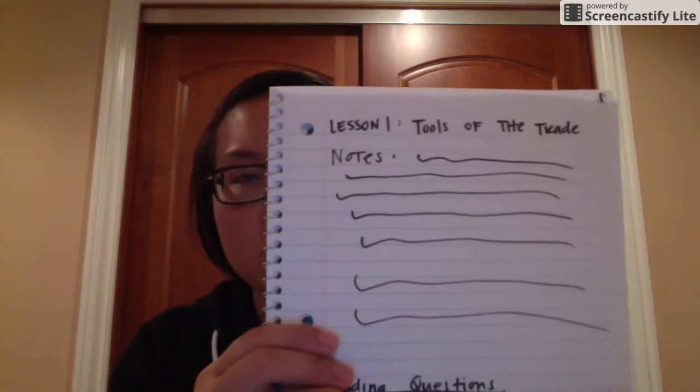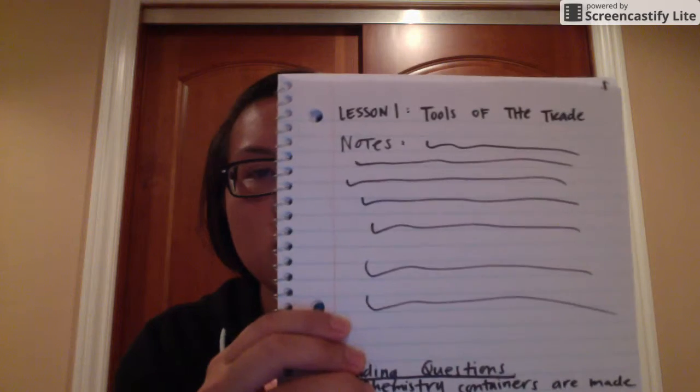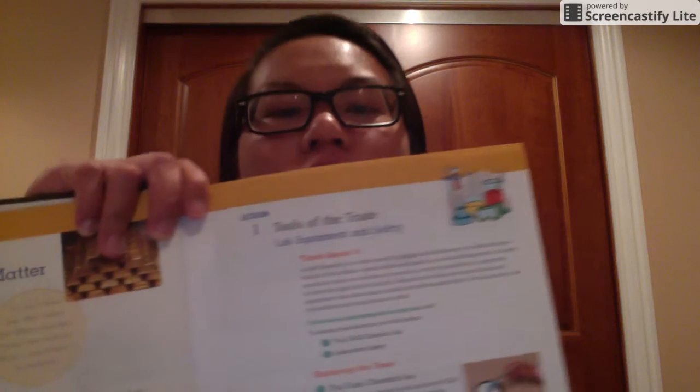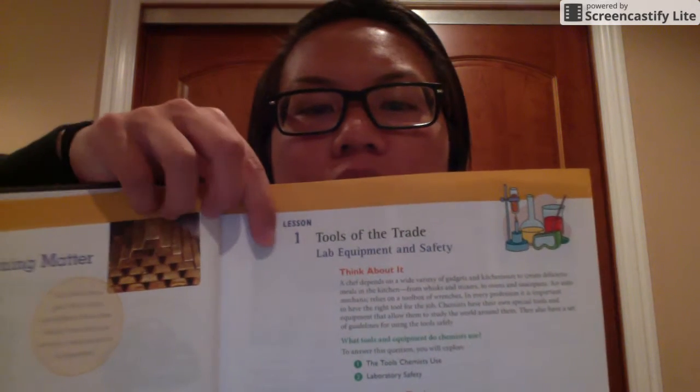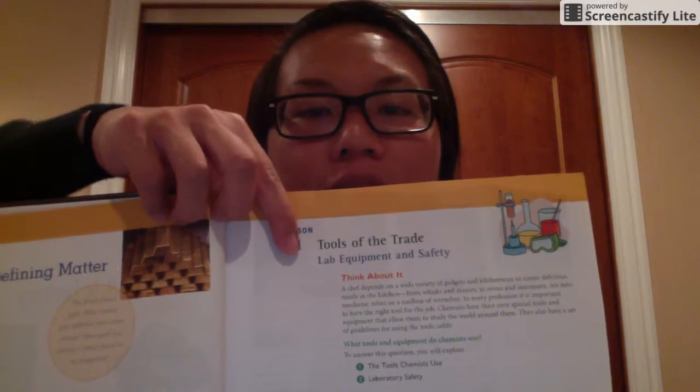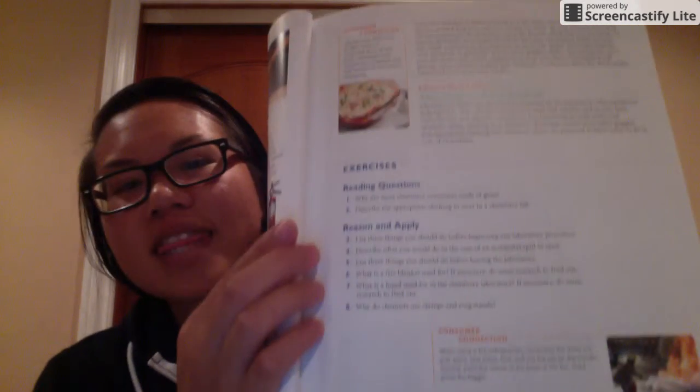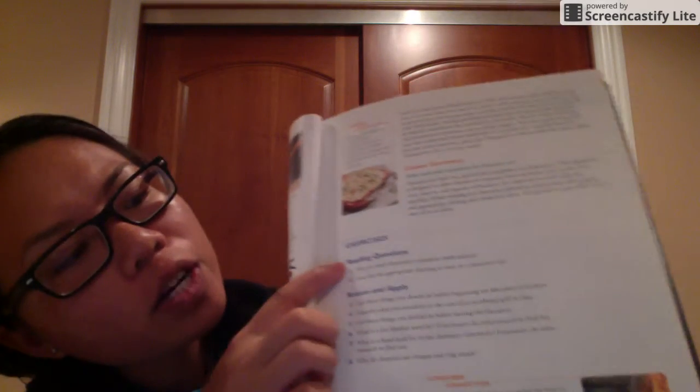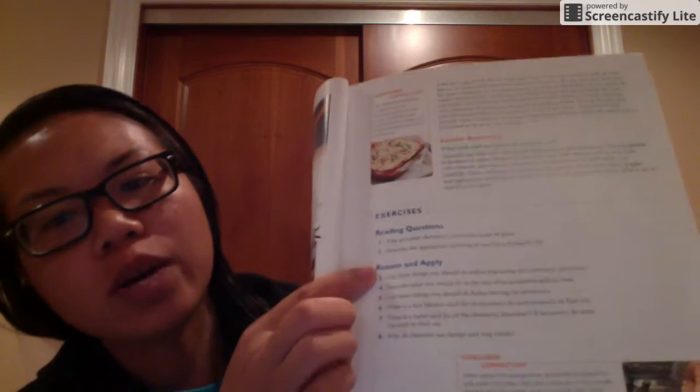So I'm going to bring out the textbook just to show you what that looks like. On your textbook, it says lesson 1, tools of the trade. That's the title that you're going to write down. And if I continue flipping through lesson 1, there's also a digital version of this. At the end of each lesson, there are reading questions and reason and apply questions.